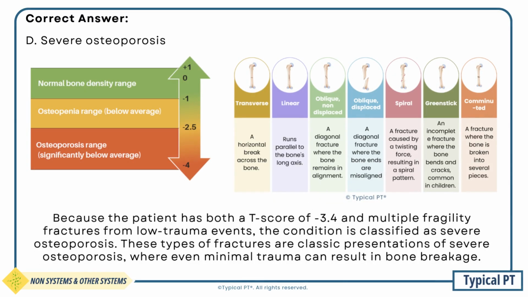Because the patient has both a T-score of -3.4 and multiple fragility fractures from low-trauma events, the condition is classified as severe osteoporosis. These types of fractures are classic presentations of severe osteoporosis, where even minimal trauma can result in bone breakage. Now, let's look at why the other options are incorrect.